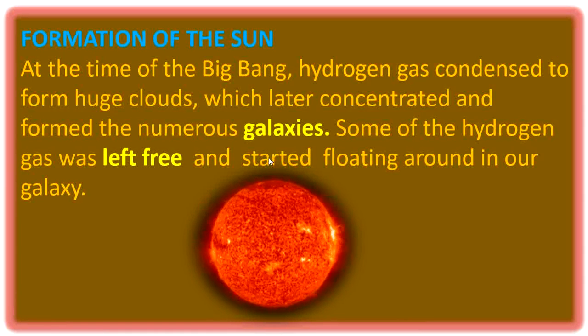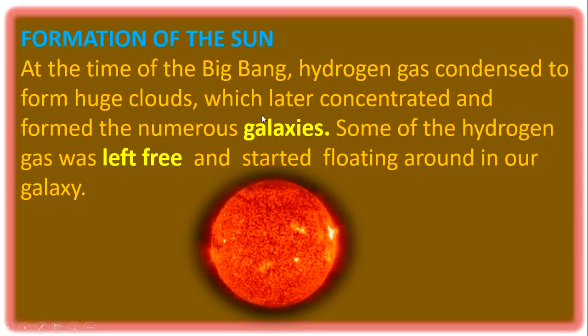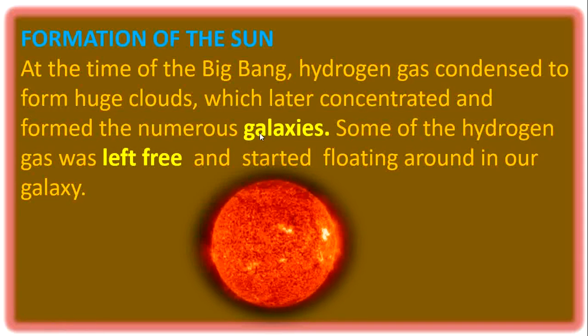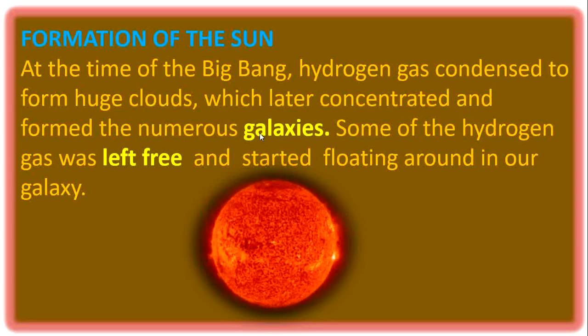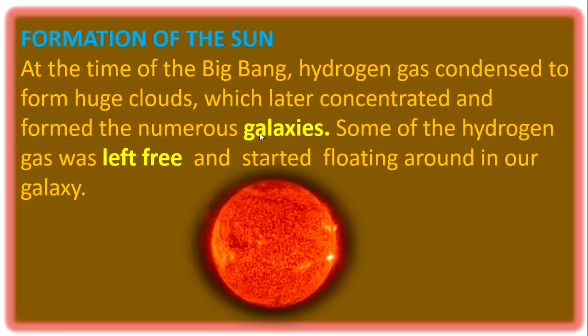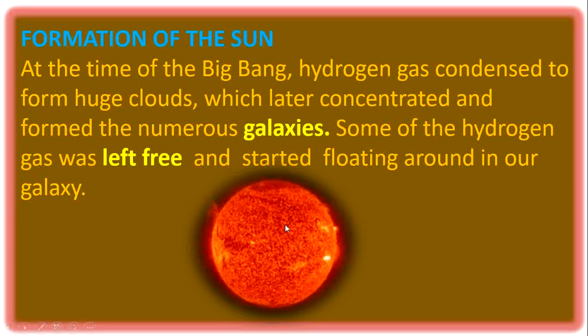Formation of the sun. Let us see how the sun formed. At the time of the Big Bang, hydrogen gas condensed to form huge clouds. Later it concentrated and formed numerous galaxies. Here it left some hydrogen gas, which started floating free in our galaxy.